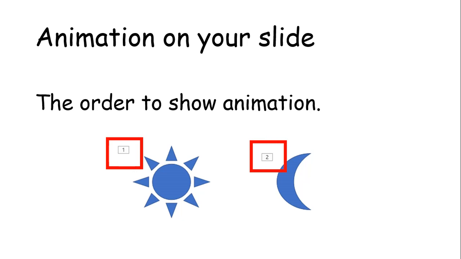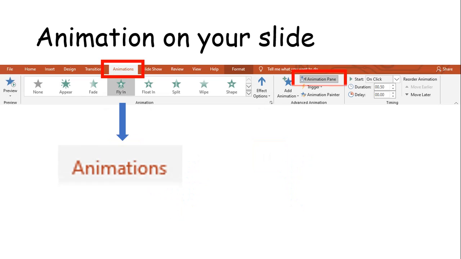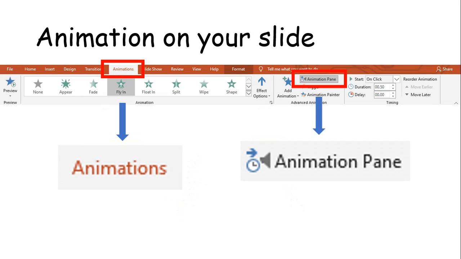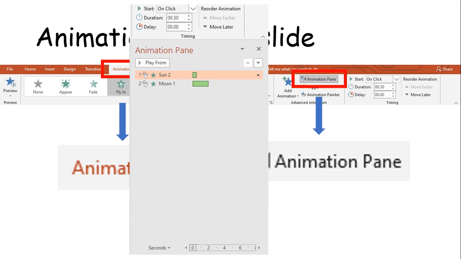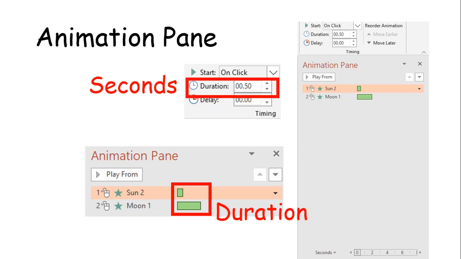The number here is the order to show animation. Now, find animation from the toolbar, and left-click on Animation Pen. This will show on the right side. Here, you can see direction. Both the number and the length of the green rectangle represent seconds.